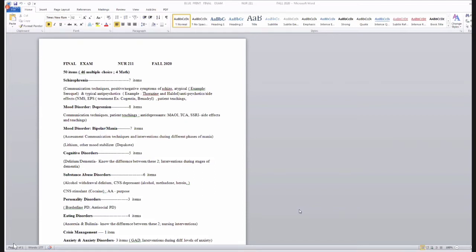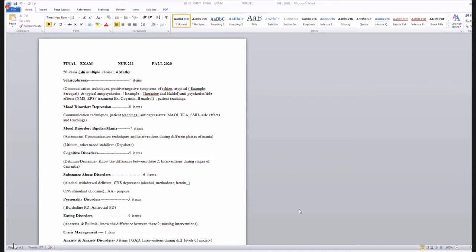Just review the communication techniques again in a patient with acute mania. So that's my seven items in there. Now, cognitive disorders, delirium, dementia, 5 items. No medication there for cognitive disorders.